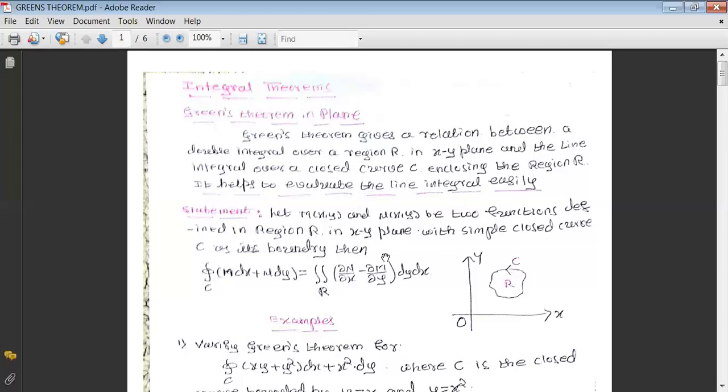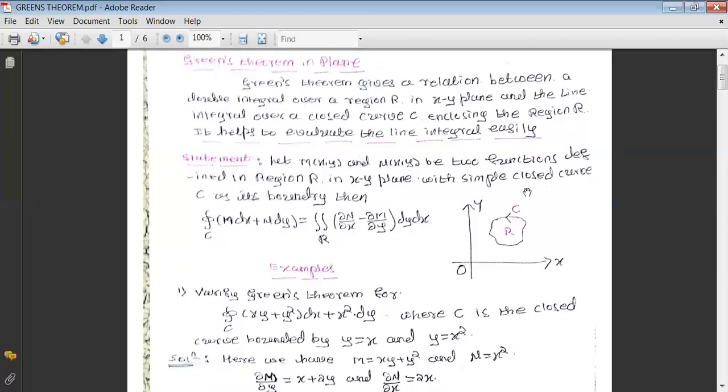And this Green's theorem establishes the relation between the line integral and the double integral over a region R. That's why we can say that Green's theorem gives a relation between the double integral over the region R in the xy plane and the line integral over a closed curve C enclosing the region R. It helps to evaluate the line integral easily. Means using Green's theorem, we can easily evaluate the line integral whenever it seems to be tedious with the usual way of evaluating line integral.